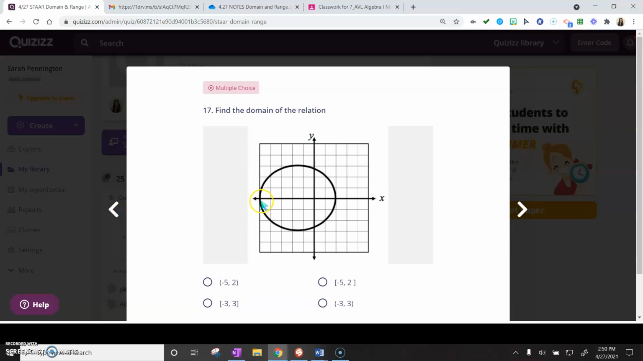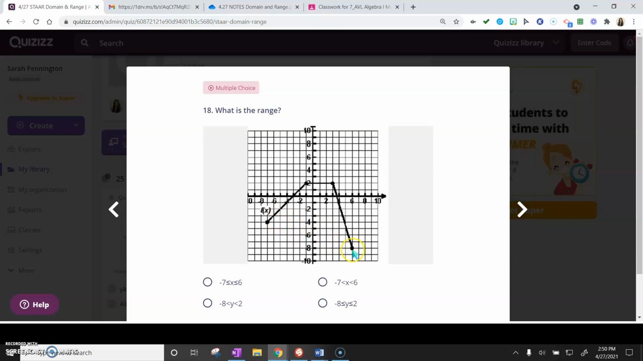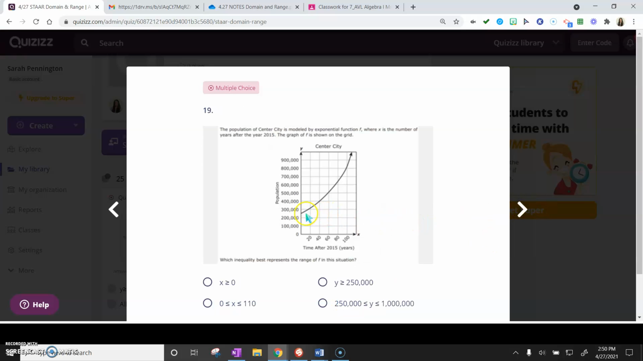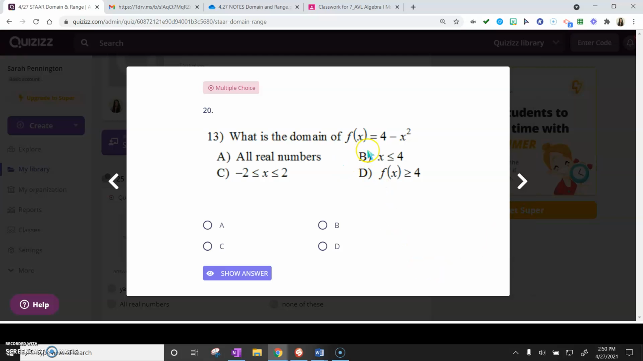Oh, and reminder, that would be a closed bracket because I see there's 2 choices. If this were an open circle, then we would do the parentheses, but it's not, so it's a closed bracket. It's included. The range for this one, the lowest point is -8 all the way up to +2. These are closed dots, so it's going to be the one with the "or equal to" on the bottom. All right, range starts from about 250,000 to infinity, this one. All right, domain, this one is one you would have to graph and just look for yourself.